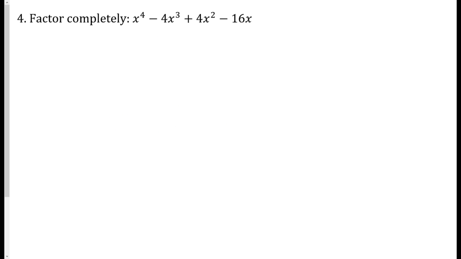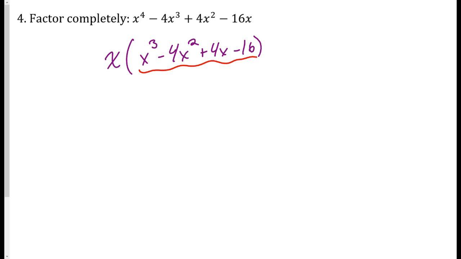Factor completely. So I'm looking at this expression here, and the first thing that jumps out to me is it has a GCF of an x. So I'm going to factor an x out, and I'm left with x cubed minus 4x squared plus 4x minus 16. Now, hopefully I can factor this cubic polynomial here. So I'm going to try grouping. I'm going to group the first two terms.